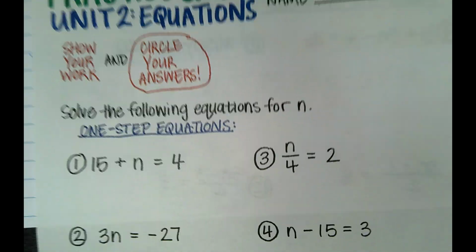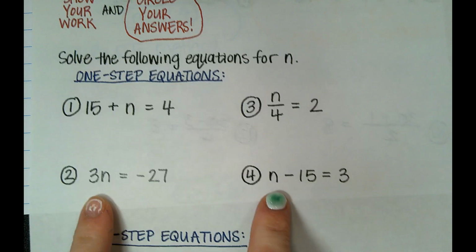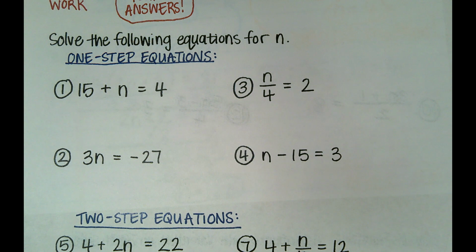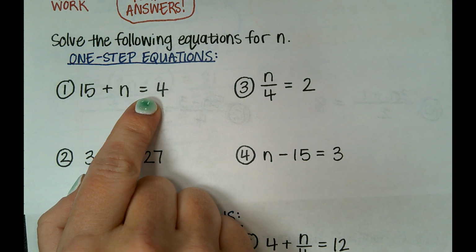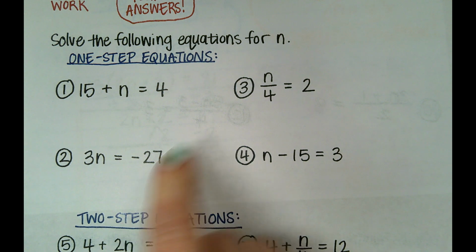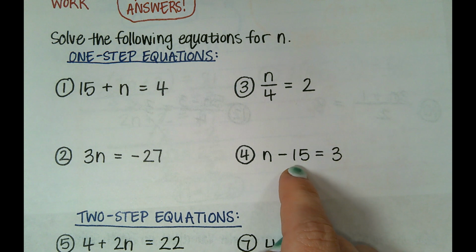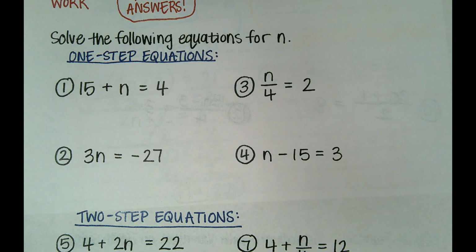Okay. So, here's what the Unit 2 quiz looks like. The first 4 questions are for one-step equations. Here's what that looks like. 15 plus n equals 4. 3 times n equals -27. n divided by 4 equals 2. n minus 15 equals 3. Do any of those look too hard? You think you can do those?